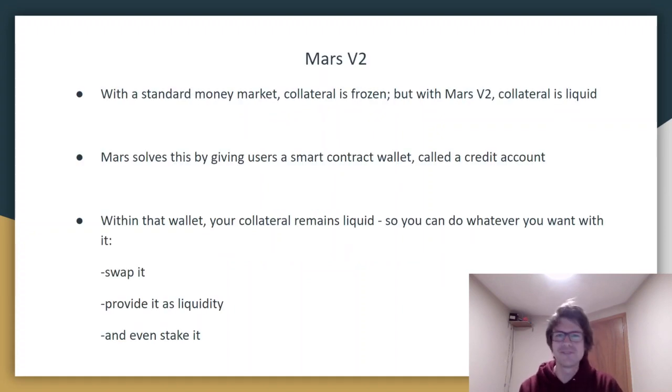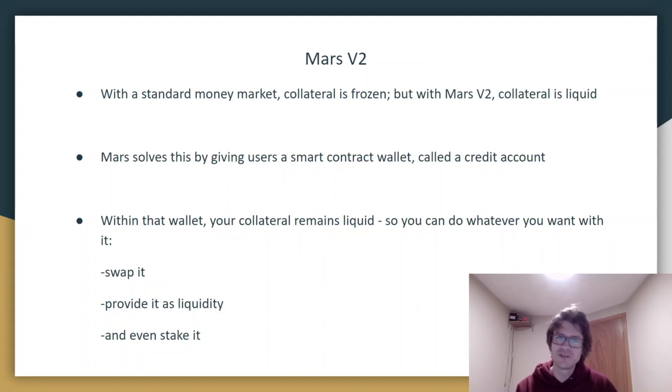So here's the deal. Like I was saying, with a standard money market like Aave or Mars V1 or most other money markets, your collateral has to be frozen in place. And that's because your collateral always has to be available for liquidation. I mean, you can't run off with it, right? That would defeat the whole point. So it's frozen and it's inefficient and you lose flexibility and mobility because your collateral is frozen in there.